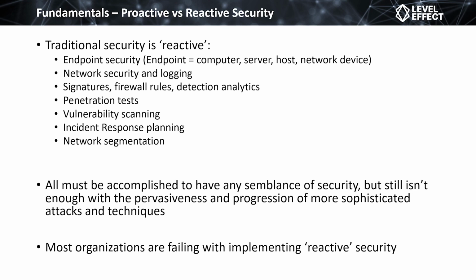By and large, traditional security is reactive. This is simply the process of buying the latest and greatest gadgets and tools, getting pitched, buying them, bringing them in, installing them, turning them on, and waiting for an alert or a red light or something to say, hey, something bad's going on. Essentially, reactive security is waiting to react to something. And while we need to have reactive security, we need to have endpoint security to protect our endpoints. We need network security to protect the protocols and communications. We need signatures and firewall rules and detection analytics to detect and alert to things. We need to do penetration tests to assess the security of a system or application.